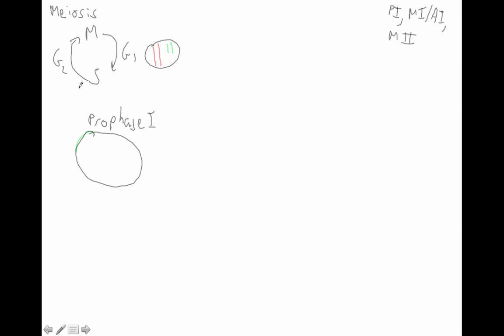The very first stage of meiosis is prophase 1. And so let's draw what the chromosomes look like here. And remember, they're going to be copied because they've already gone through S phase. So we have this chromatid, and then its copied chromatid here. And same thing with the other red chromosome. And the green ones do the same. So let's draw the green ones too.